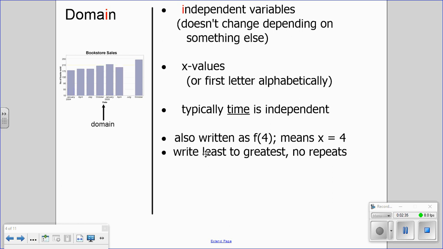When you're listing your domain, remember, make sure that you're listing it in order from least to greatest, and you don't need to repeat any values. So if you have multiple values that are the same in the domain, you're only going to list it once.